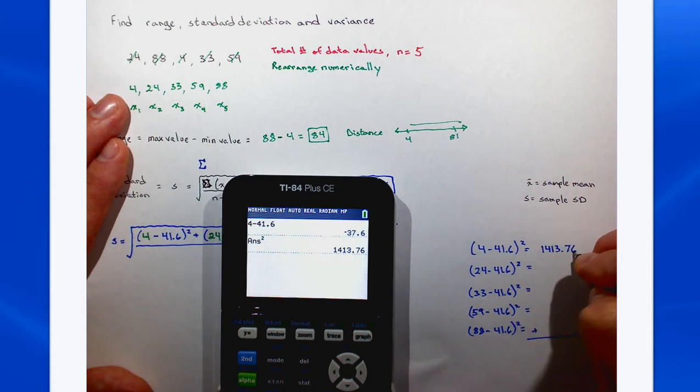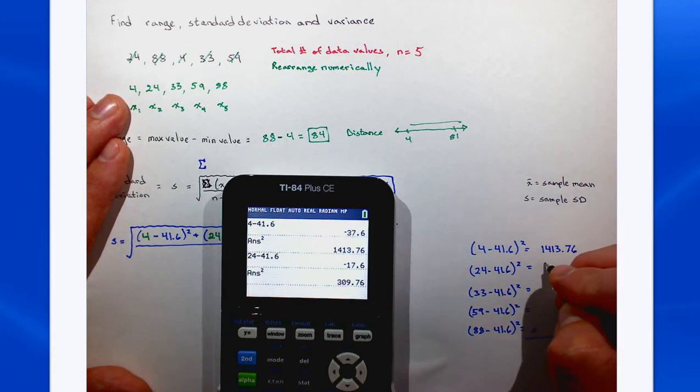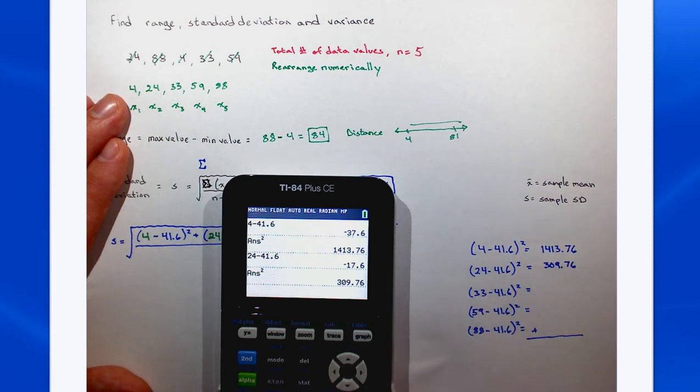Do you remember the Pythagorean theorem? This is where this comes from, the distance formula. And we keep working through here.